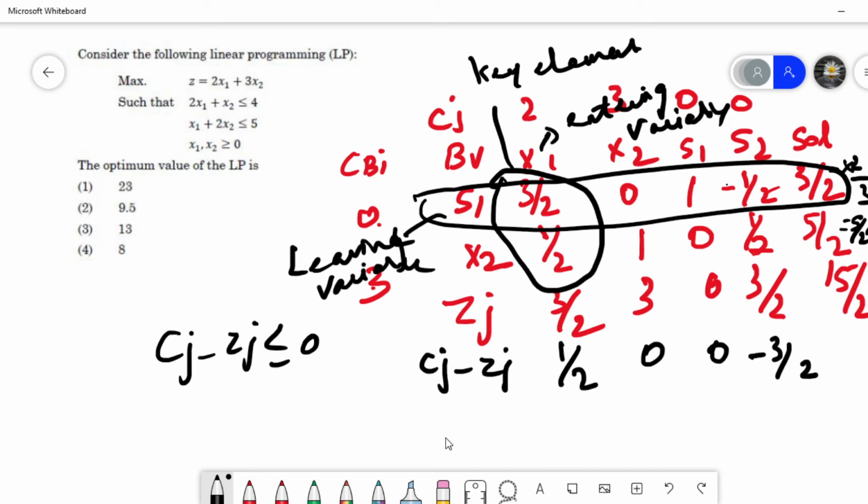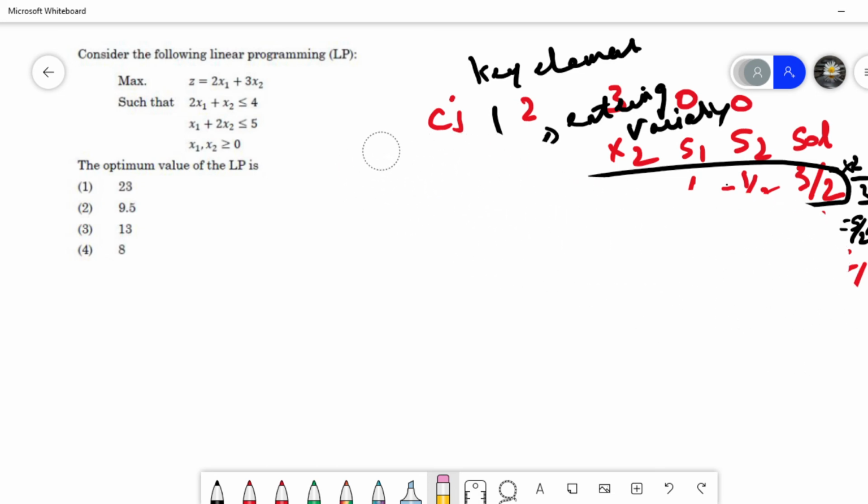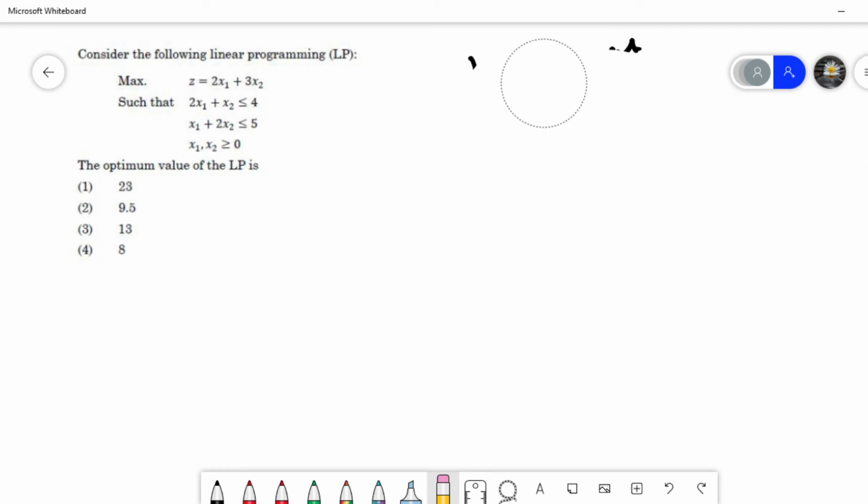Okay. Now we are going to formulate the next table with the help of this table. For reference purposes, I am writing the previous table here.